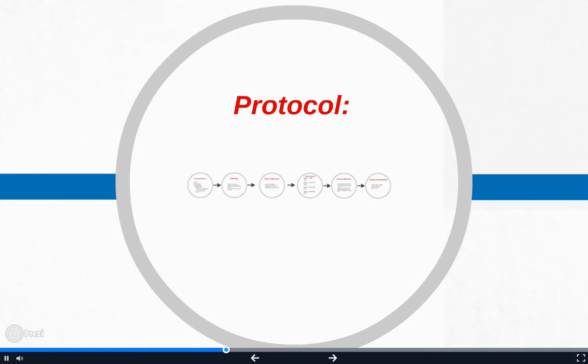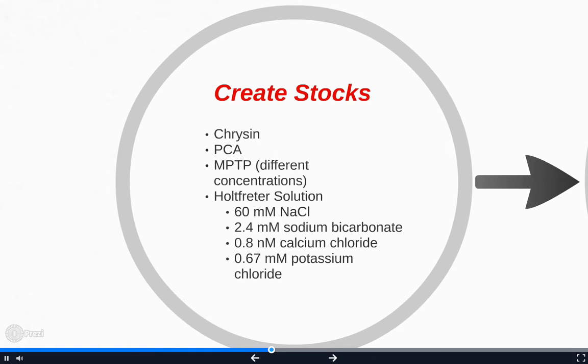The following protocol has 6 phases. Our first step will be creating stock solutions. We will need to create chrysin and PCA solutions, MPTP solutions at different concentrations, and Holt-Fretter solution.